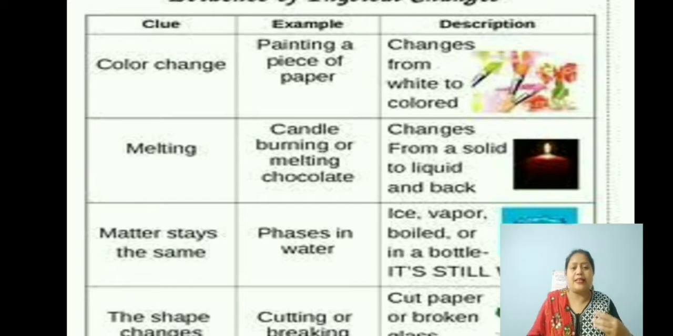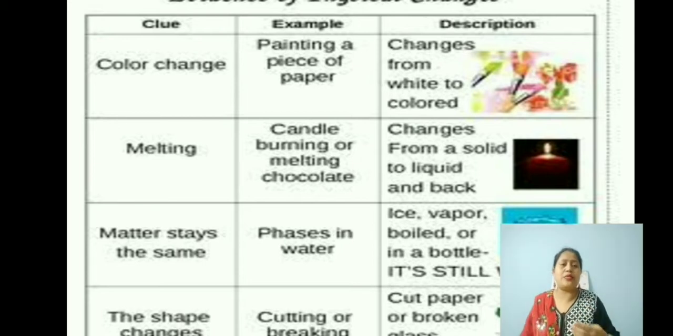The ice will again melt. So we'll get back the original matter. Clear? So this is also an example of physical change. Likewise, if the shape of the substance changes, that means that is also a physical change.